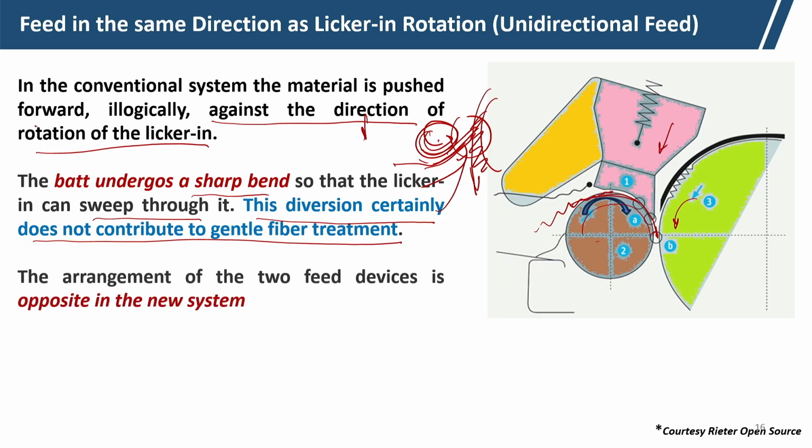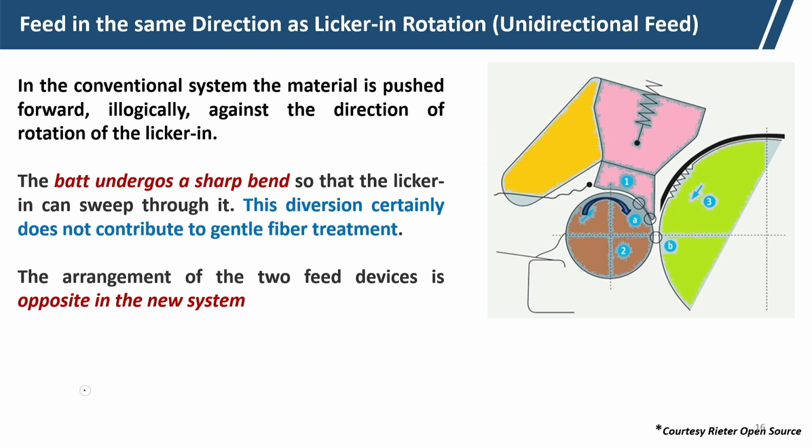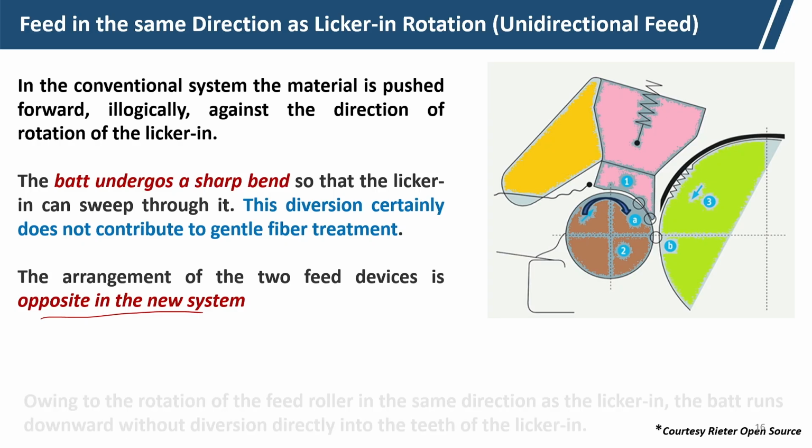The arrangement of these two feed devices is opposite in the new system. Opposite means the feed roller rotates in the opposite direction, in a clockwise direction, and also the feed plate is placed at the top. In the conventional system it was at the bottom. So, these two changes make the system very smooth.